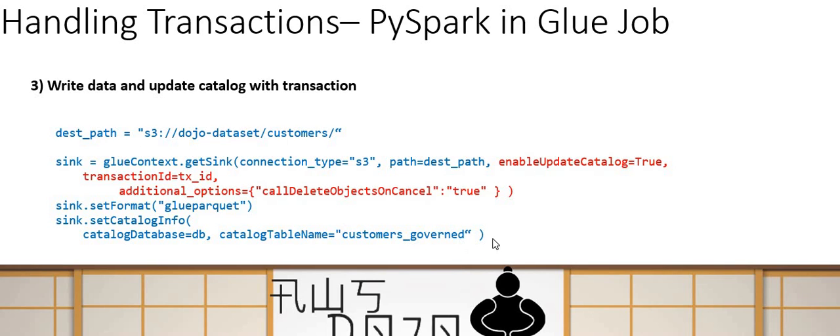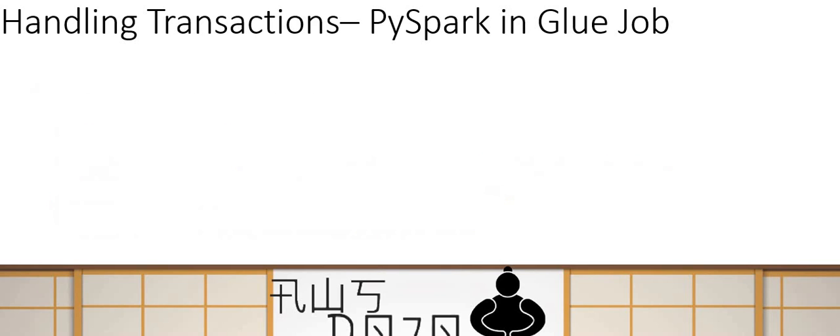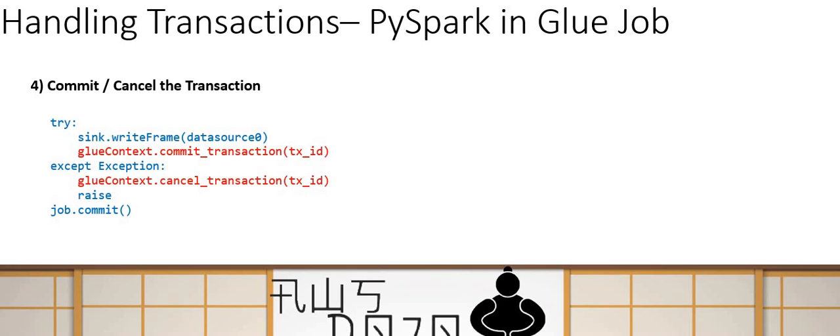So now I have defined my sync location, and I have simply bundled it with, or associated it with, a transaction, so that if this transaction fails at any point of time, it will roll back the catalog update as well as the data write operation. So now we move on and do a simple commit or cancel of the transaction.